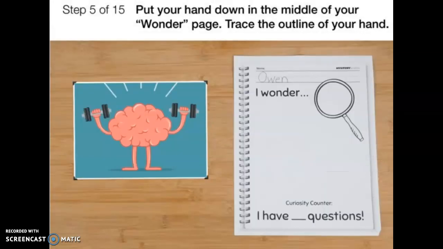Now, put your hand down in the middle of the paper and have your partner trace your hand. Then, trace theirs. If you need more time during this step, be sure to hit the pause button.